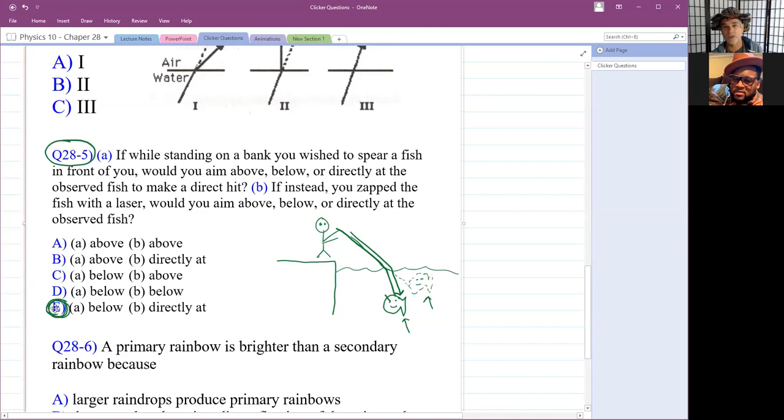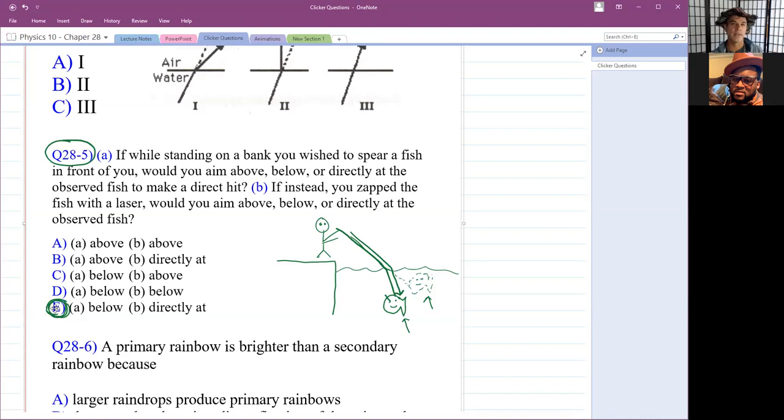Now, if you want to get technical, I'm not going to test you on this, but depending upon the color of the fish and the color of the laser beam, you would have to take that into account. Meaning, if the fish was blue and you were shooting it with a red laser beam, the blue light would bend a slightly different amount than the red light, and so you would have to take that into account.